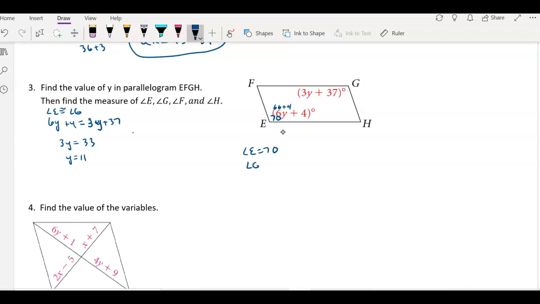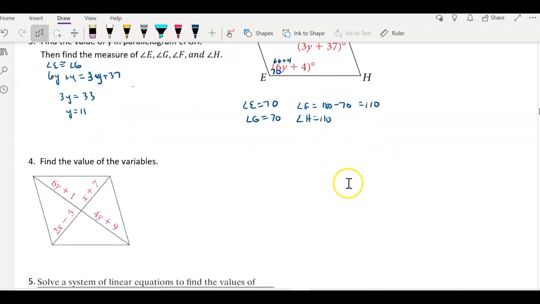So right away, what's angle G going to be? That's going to be 70. And now to find angle F, I'm just going to do 180 minus 70 because remember, these adjacent angles are supplementary. So that's 110, which means angle H right away is 110 degrees. Okay.